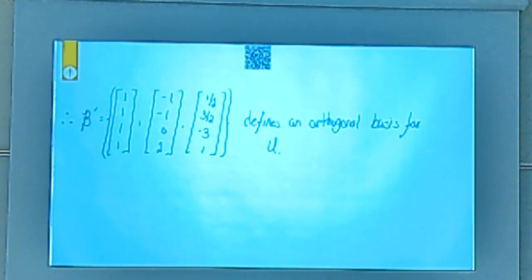Before proceeding, let me ask you this. What is the standard basis for R4? Lots of matrices. Is that orthogonal? Yes. Standard basis is orthogonal. That's nice.